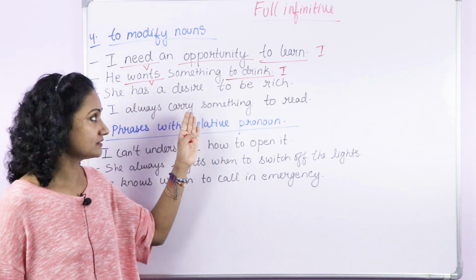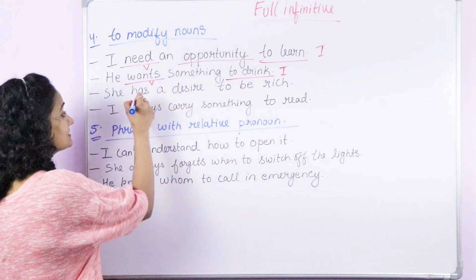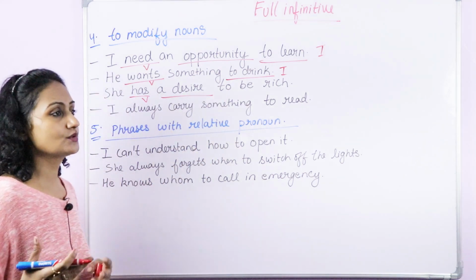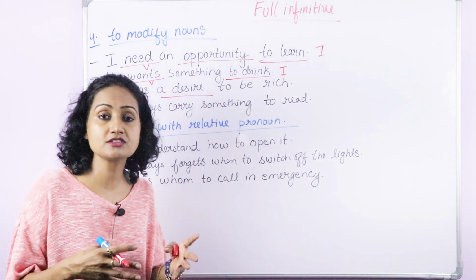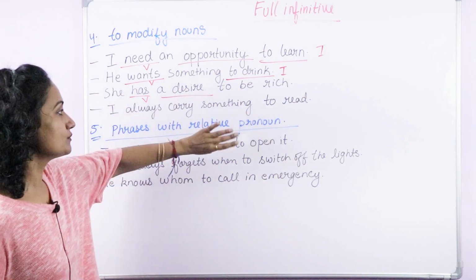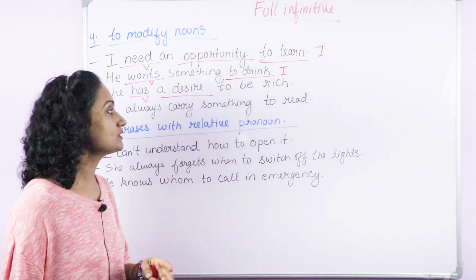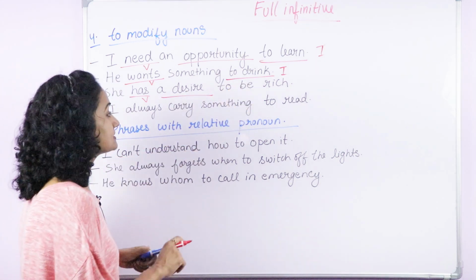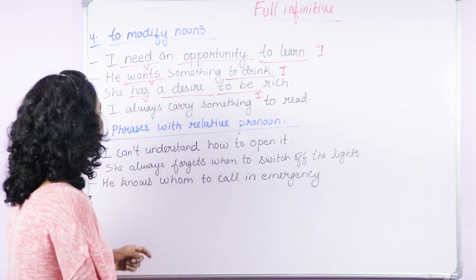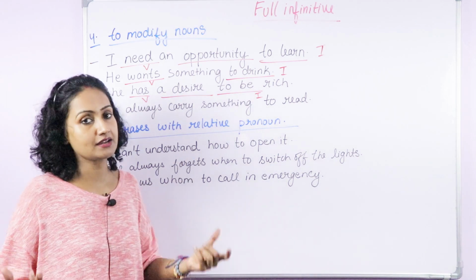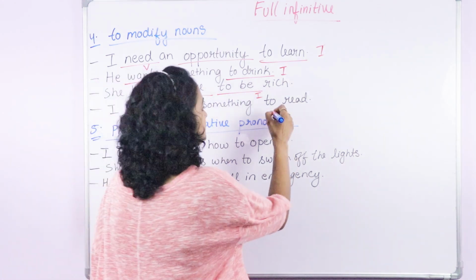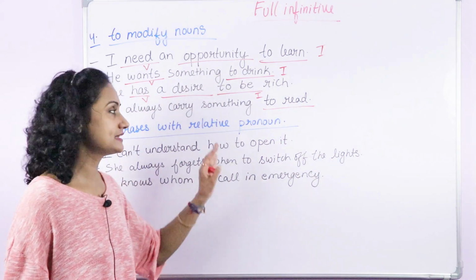She has a desire to be rich. So has is the main verb, desire, this is again an abstract noun. Abstract nouns are nouns that we cannot touch, see, or feel. So these are abstract nouns. So desire is an abstract noun, and to be is an infinitive, to plus first form of the verb, to be rich. I always carry something. Something, again, is an indefinite pronoun. I always carry something to read. So to read is the full infinitive in this sentence.